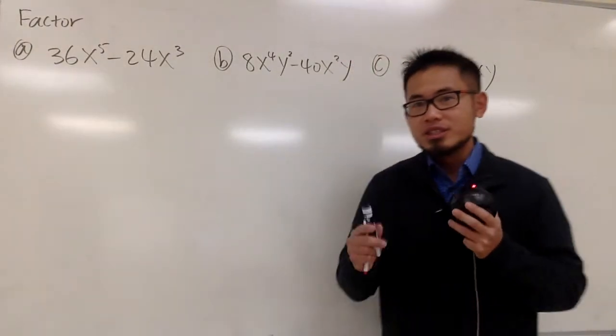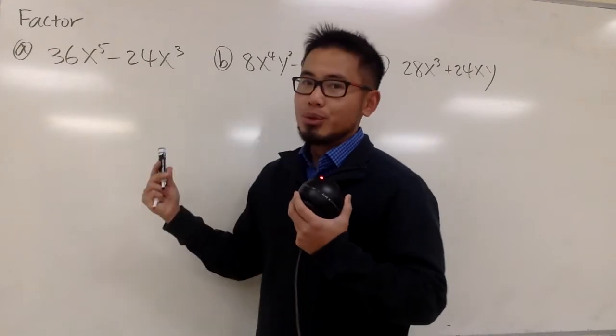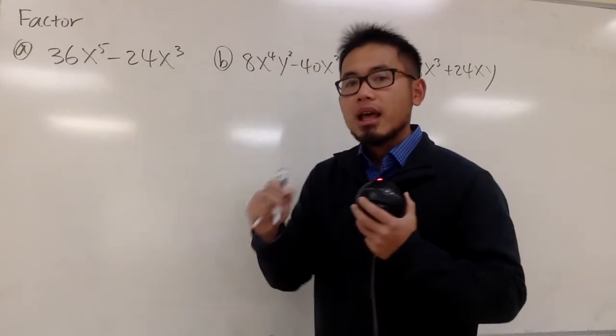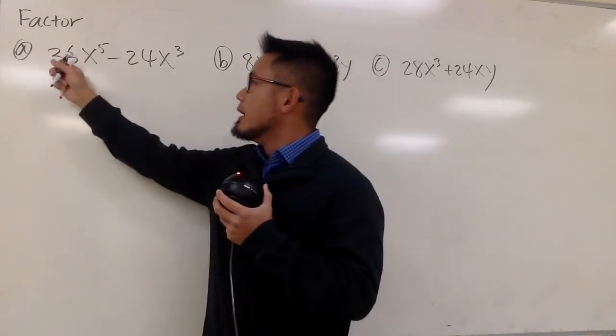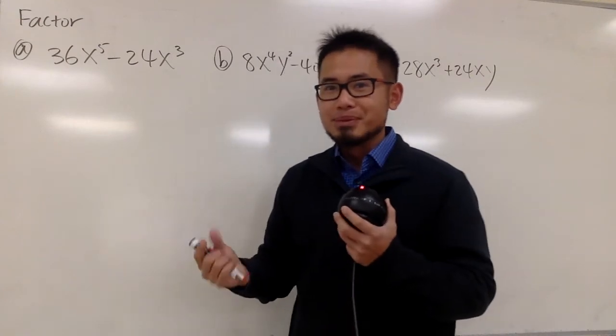Okay, we're going to factor out the GCF of these expressions. Let's look at the first one right here. And this is how we like to do it. Look at the coefficients. We have 36 and 24, right? Think about a number that goes into both 36 and 24. And that number has to be the biggest possible, okay?